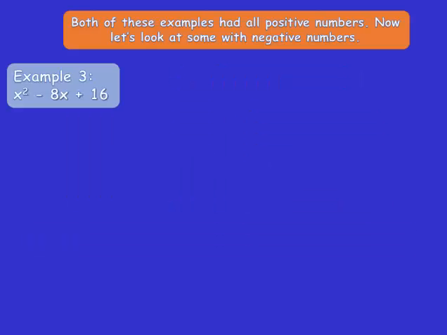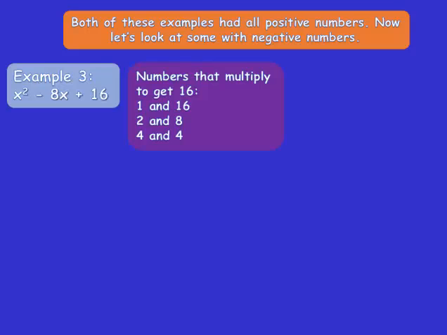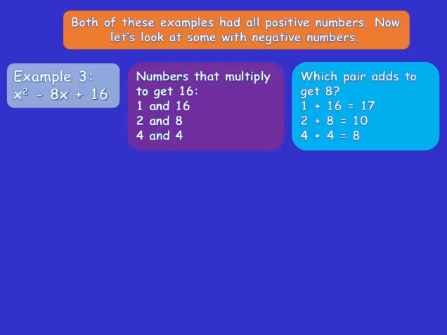Both of these examples had all positive numbers. Now let's look at some with negative numbers. Example 3. X squared minus 8x plus 16. Numbers that multiply to get 16 are 1 and 16, 2 and 8, 4 and 4. Which pair adds to get 8? 1 plus 16 equals 17, 2 plus 8 equals 10, 4 plus 4 equals 8.